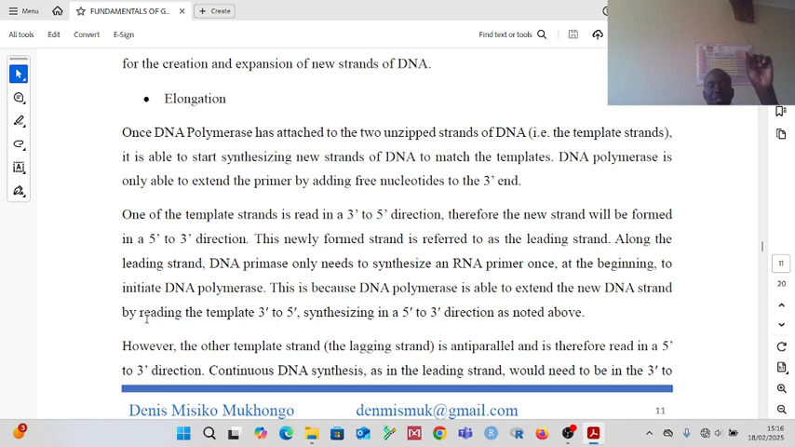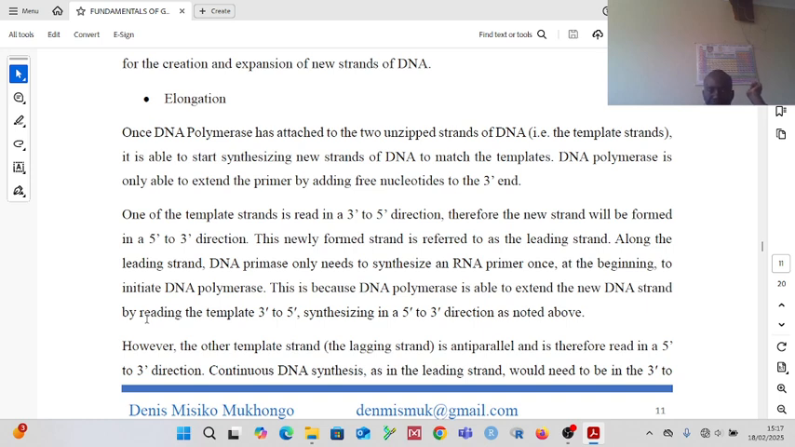If the template strand has C, DNA polymerase will add G. Okay? Remember the complementary base pairing, AT, G, C.